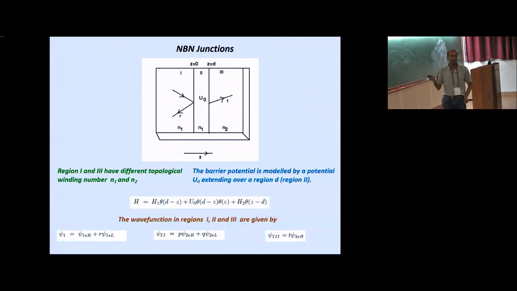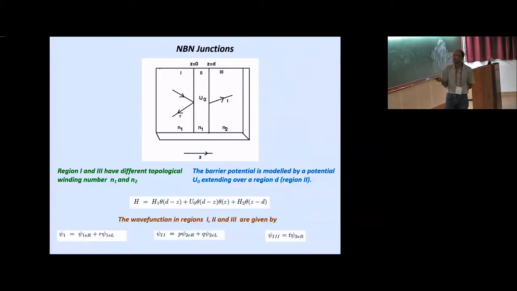Now let me picture an NBN junction for you, where I have a Weyl semimetal of topological winding number N1 in regions 1 and 2, and that of N2 in region 3. Just one node, yes. If you have multiple nodes which are not connected, then it will just be addition. You just multiply the whole result by the number of nodes. Independent nodes, so to speak.